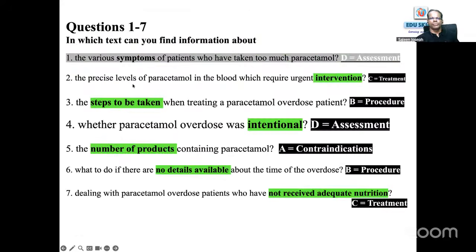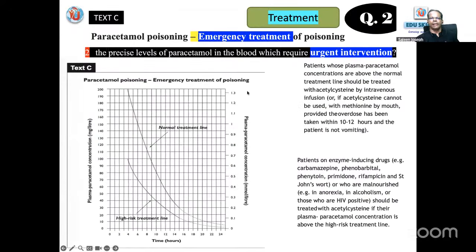Question number 2. The precise levels of paracetamol in the blood which require urgent intervention. You said it is C, treatment, right? Yes, text C. Where do you have it? Emergency treatment. Yeah, the heading itself tells you.